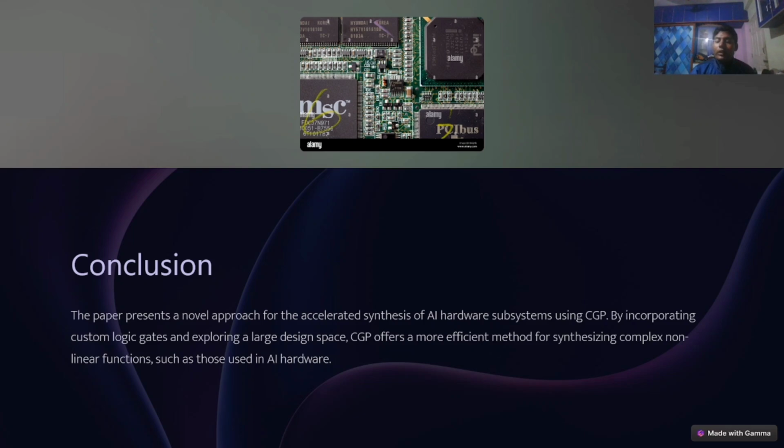So what does ASIC, application specific integrated circuit, actually mean? It's a type of integrated circuit specifically designed for a particular application or task. It's made to perform a specific task, as opposed to general purpose circuits like microprocessors and microcontrollers. So yeah, that was the ASIC.